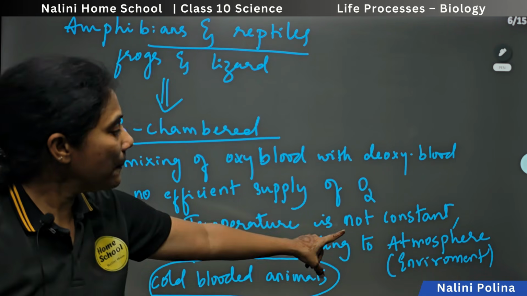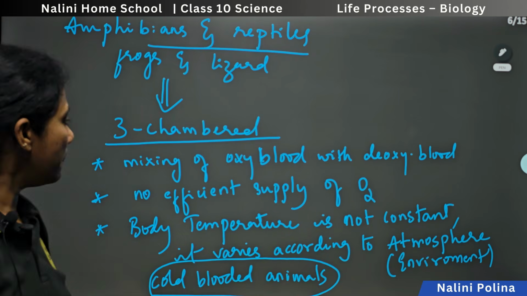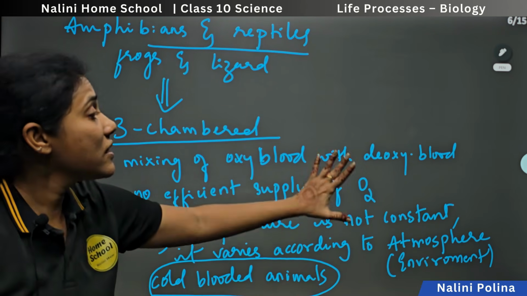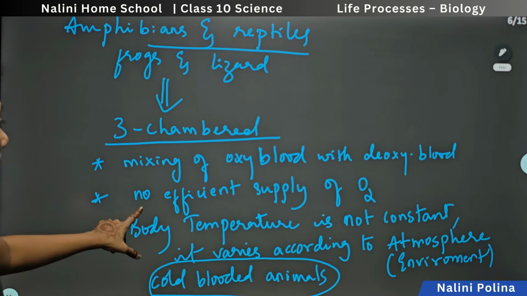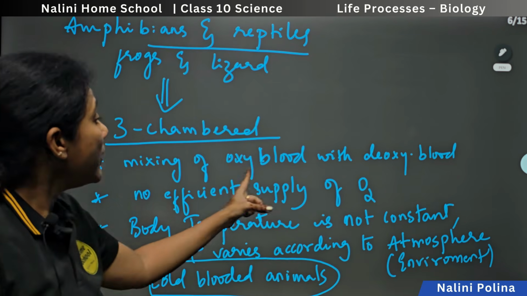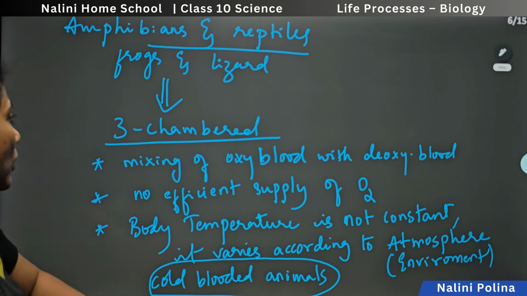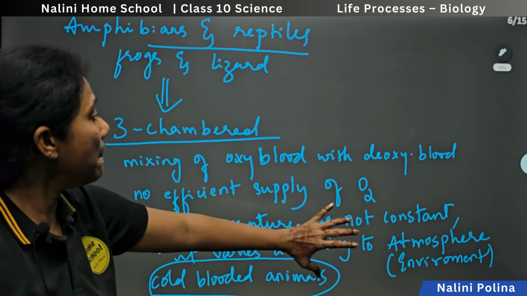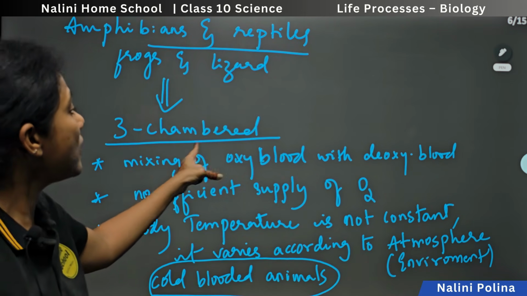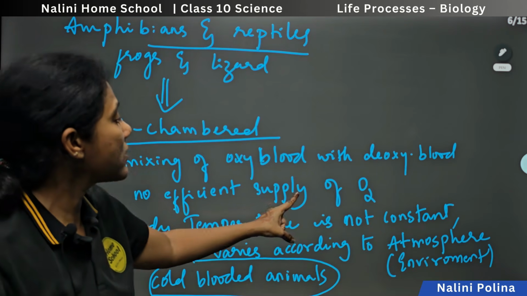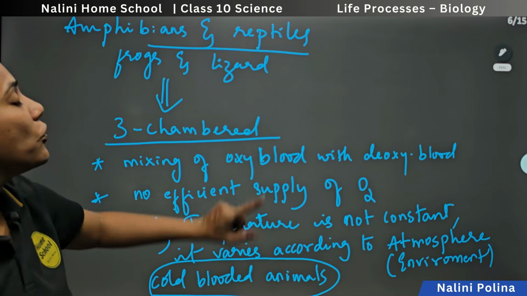Why does their body temperature vary according to the environment? Because there is a mixing of oxygenated blood with deoxygenated blood. Because of that, there is no efficient supply of oxygen. Why is there no efficient supply of oxygen? Why is there a mixing of oxygenated blood with deoxygenated blood? Because they do not have a 4-chambered heart.